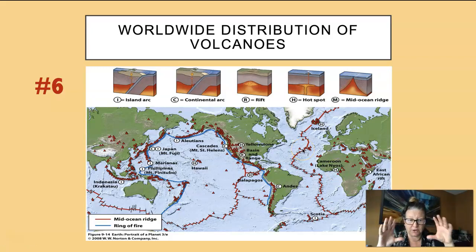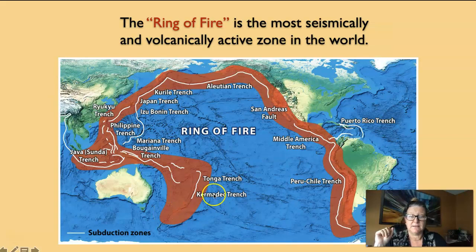You'll notice, if you let your eye kind of fall on this map and try to see where the greatest concentration of volcanoes are located, you'll see that they kind of fall all the way around the Pacific Ocean. And for that reason, this area is referred to as the Ring of Fire. And it's the most seismically, which means earthquake, and volcanically active zone in the world, and it's because of all the subduction that's going on.